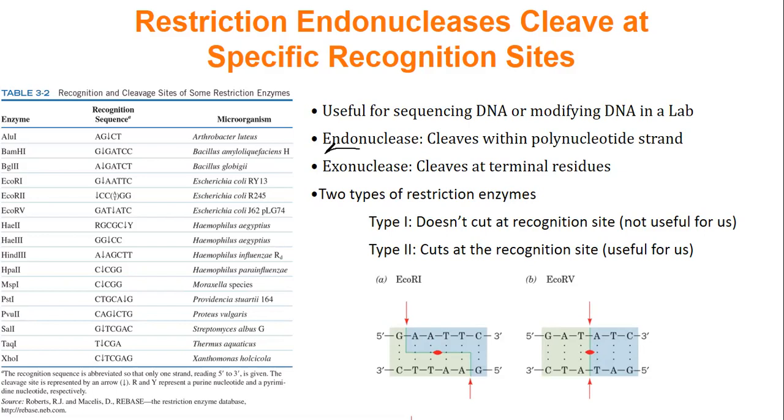Got two types. Type one doesn't cut at a recognition site. Type two cuts at the recognition site. So what's a recognition site or recognition sequence? These restriction enzymes work by binding on to a certain sequence of DNA, and then they'll make a cut. Type one cuts not at the sequence. Your nuclease will bind at the sequence, but you're not going to cut. We don't want to use that as biochemists because we want controlled cuts. We want to know what we're cutting at. And with type ones, you don't. So that's not really good for us. Type two, though, that is what is good for us because it will cut right at the recognition site or sequence.